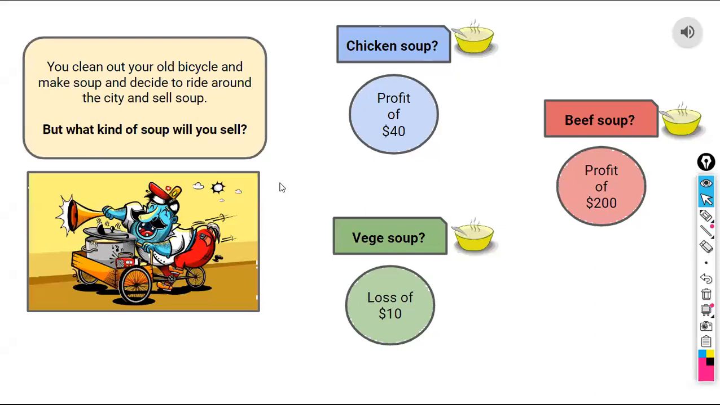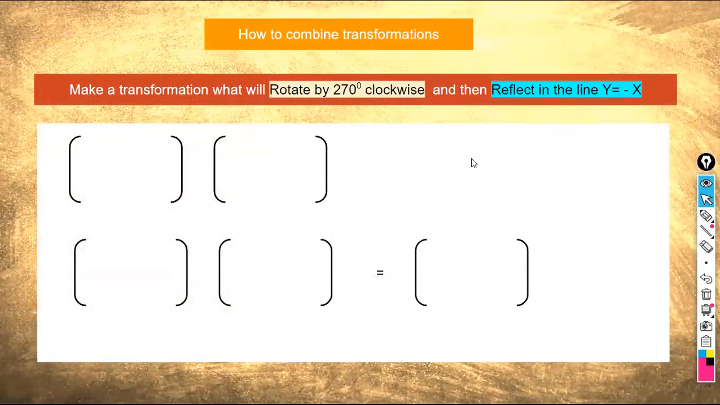Do you all think you can do this one for me? Make one matrix that will rotate something by 270 degrees clockwise. Remember last week we did rotations, and whether it's clockwise or anti-clockwise, it has two slightly different formulas. Then they want you to reflect it in the line y equals minus x. Make one matrix that will do those two things in that particular order. Good luck. You have 5 minutes. Obviously, I'm going to work it out after.